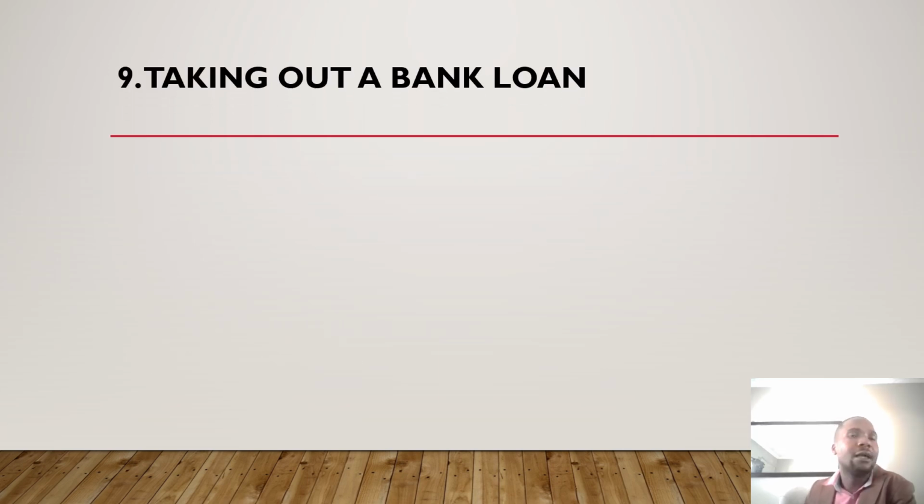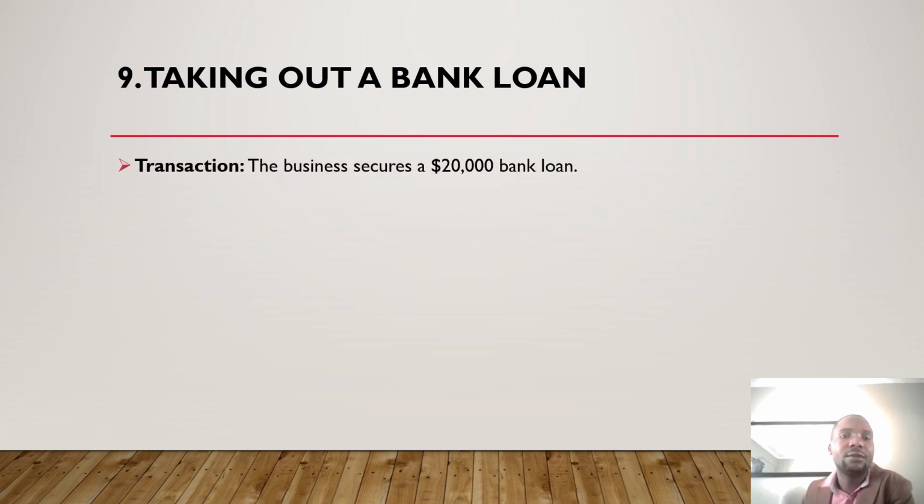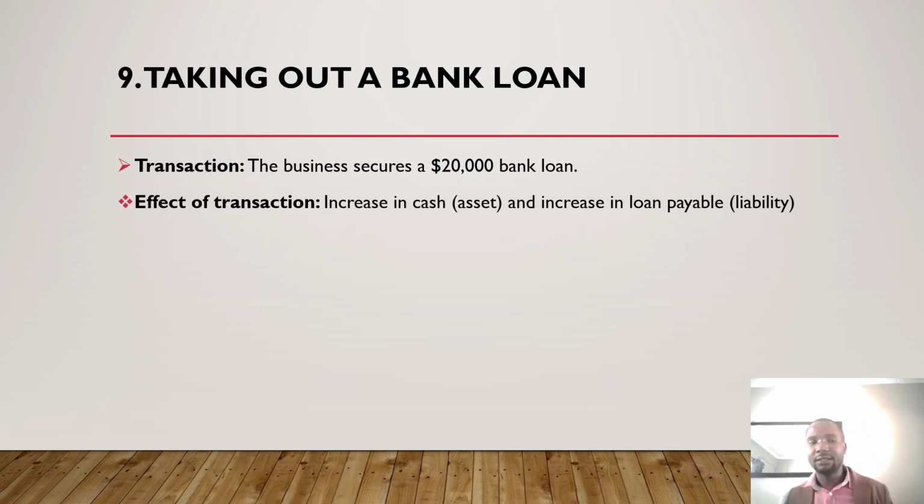Okay. Now, example number 9. Let's suppose we're taking out a loan from the bank. So the business secures a $20,000 bank loan. So a loan is an obligation, it's a liability. So the effect of this transaction is that we will have an increase in cash, which is an asset account, now that we have received the money from the bank. And on the other side, there will also be an increase in the loan payable to the bank, which is a liability account. So this transaction is basically affecting an asset account and a liability account.